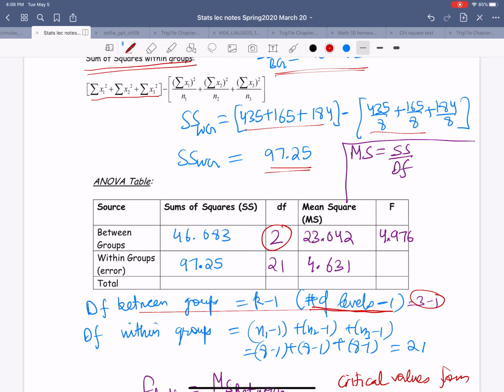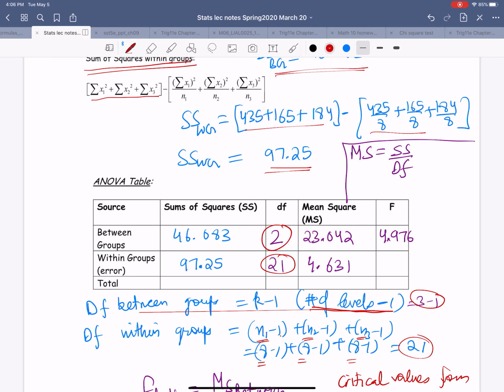Degrees of freedom within groups would be sample size 1 minus 1 plus sample size 2 minus 1 plus sample size 3 minus 1. We had 8 people in each sample. We could have different numbers, and that's okay. In this case, all of them are 8. So 8 minus 1 plus 8 minus 1 plus 8 minus 1 turns out to be 21 degrees of freedom.